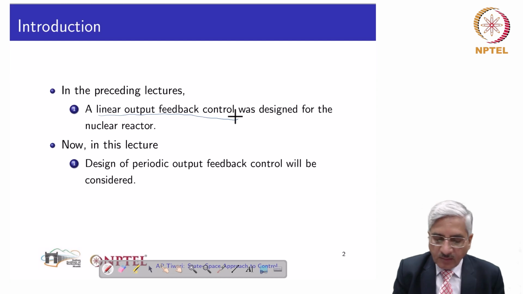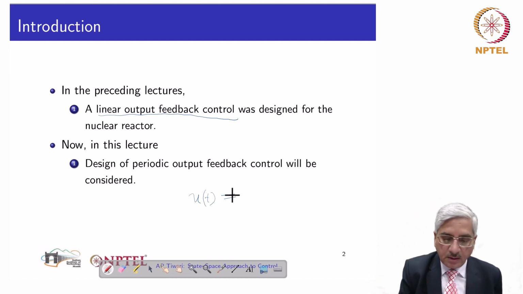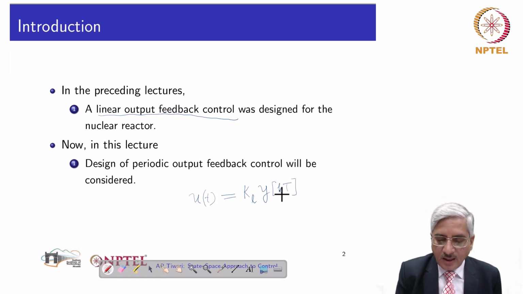Now, in periodic output feedback control, the control signal is generated in this manner. You may recall the control signal U over a time t is given as K_L times Y(kT), where Y(kT) is the sample of output at kth time instant, and this t is in the range kT plus L delta to kT plus (L plus 1) delta.